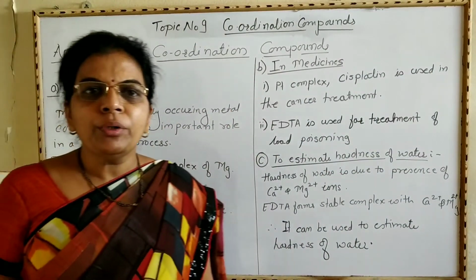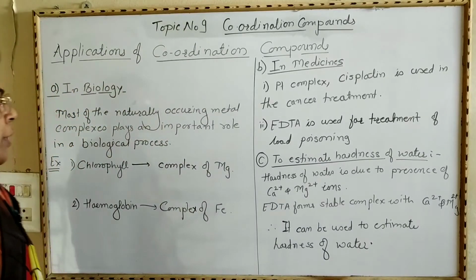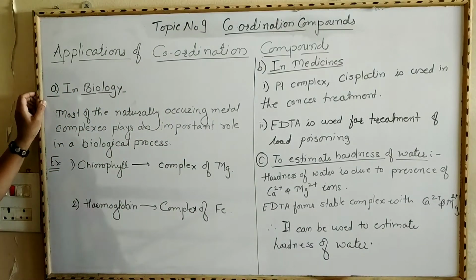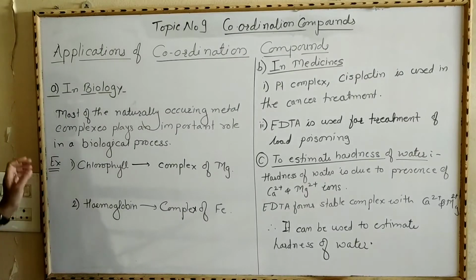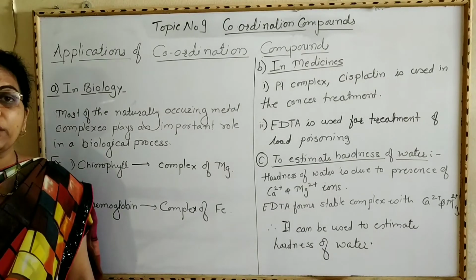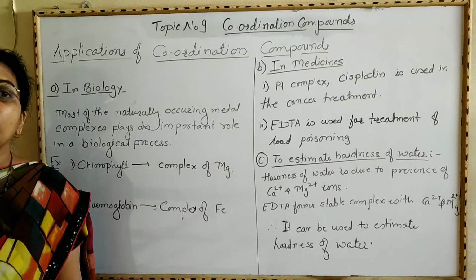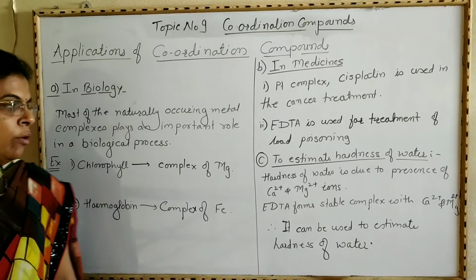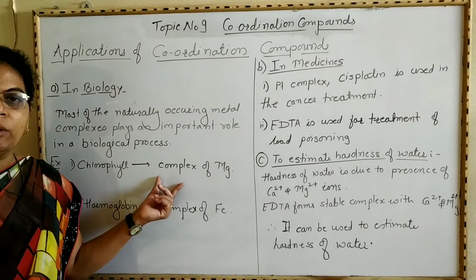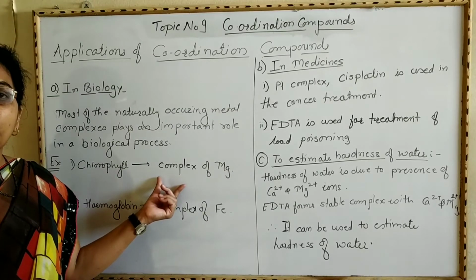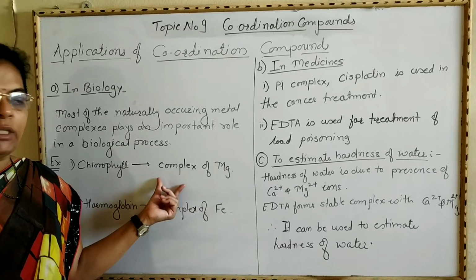Next, we are going to see applications of these coordination compounds. First, we are going to see the application in the biological field, or in biology. Most of the complex compounds which are naturally occurring play an important role in biological processes. For example, chlorophyll, which is a complex of magnesium, is used by plants in the process of photosynthesis.